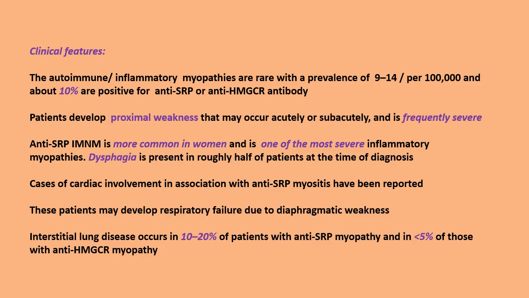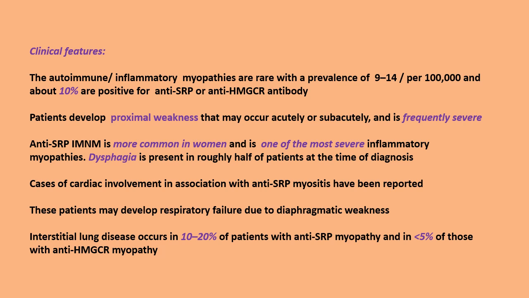Clinical features: the autoimmune inflammatory myopathies are rare with a prevalence of 9 to 14 per 100,000, and about 10% are positive for anti-SRP or anti-HMGCR antibody. Patients develop proximal weakness that may occur acutely or subacutely and is frequently severe. Anti-SRP IMNM is more common in women and is one of the most severe inflammatory myopathies. Dysphagia is present in roughly half of the patients at the time of diagnosis. Cases of cardiac involvement in association with anti-SRP myositis have been reported. These patients may develop respiratory failure due to diaphragmatic weakness.